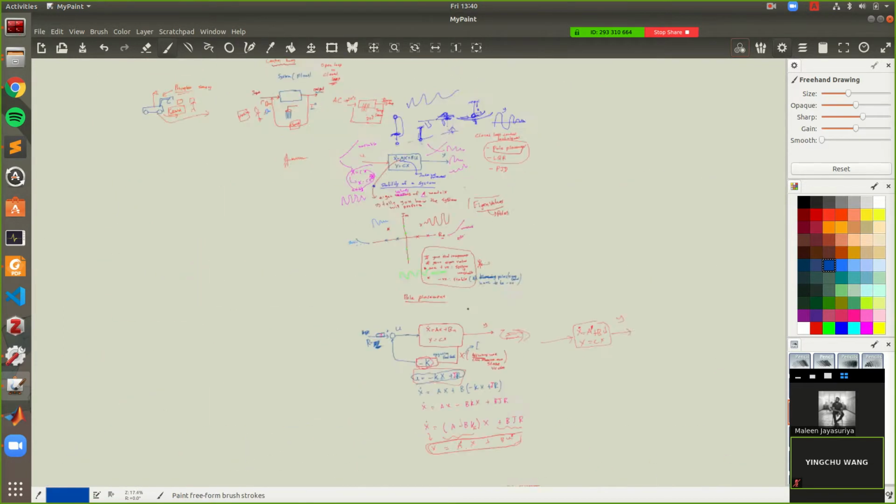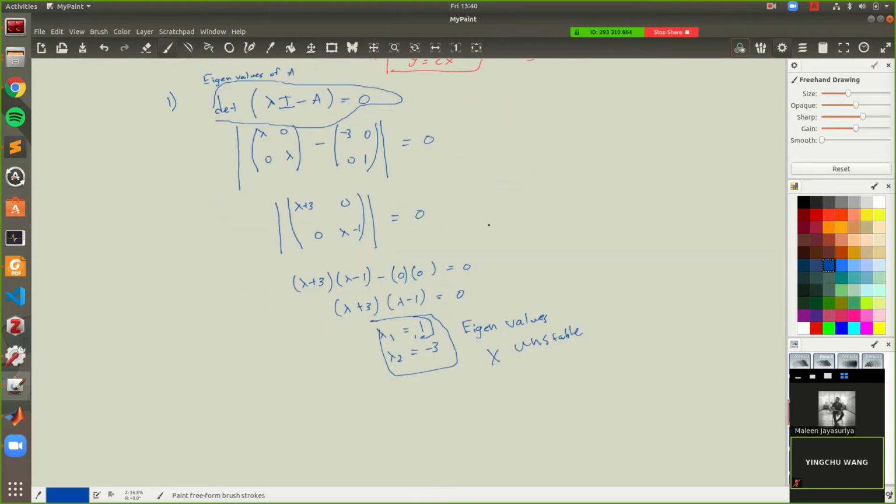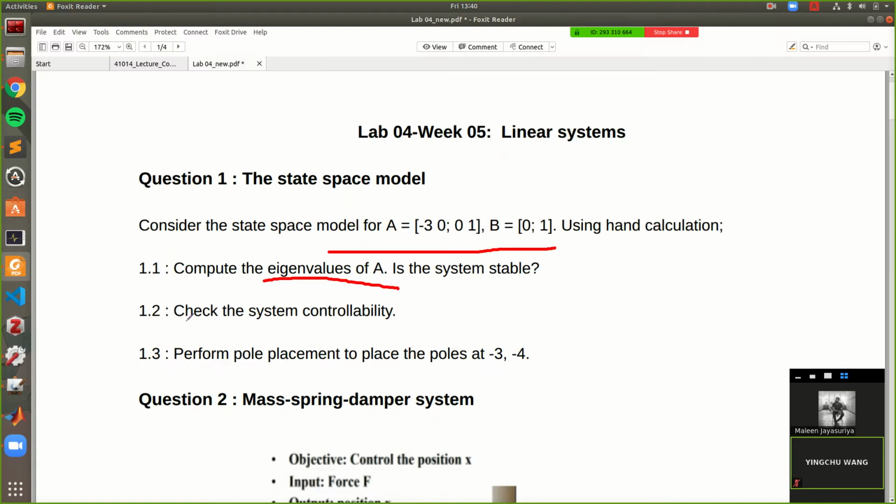Okay, anyways, back to what I was talking about. We have instability, right? So now what we're going to do is pole placement. Question 2: check the system controllability. For pole placement to work, the system has to be controllable, so that's one other thing I need to tell you about.